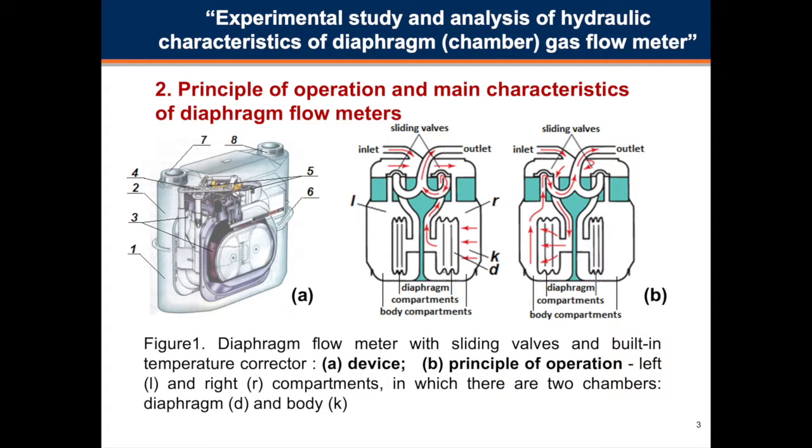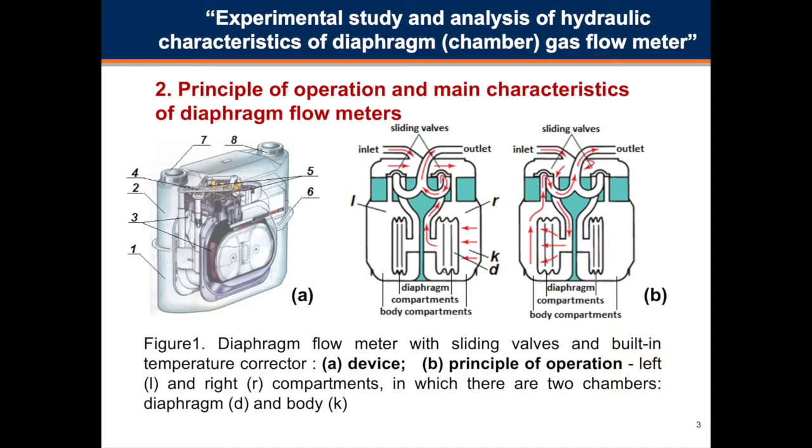Diaphragm flow meters are used to measure gas consumption in a wide range from 1.6 to 160 cubic meters per hour, but in practice mainly flow meters with small flow rate, 1.6 to 10 cubic meters per hour, are used. Structurally, diaphragm flow meters consist of several assemblies.